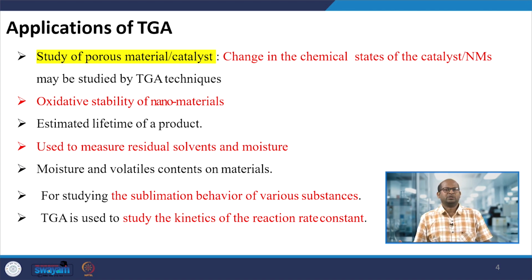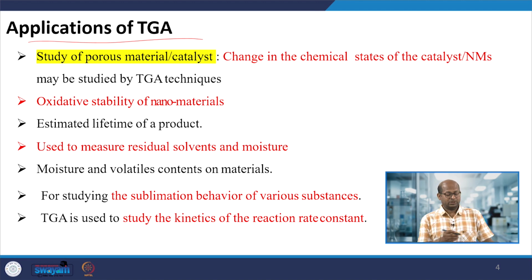So, how much quantity of that material is there, like that, any other nanomaterials or porous materials we can synthesize or prepare, if we want to know a specific property, with the help of this TG analysis we can get it. So, here are the applications. You can see porous materials or catalysts or nanomaterials, whatever we are preparing.